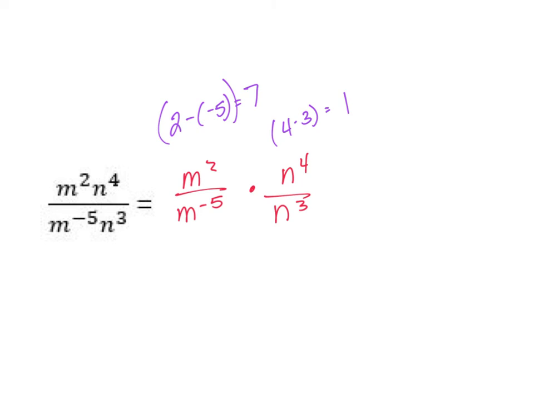So now that I have the exponents that I need, which are these, I can write them accordingly. So I would have m to the 7th times n to the 1st. But remember, you don't necessarily need that one, so this would be m to the 7th times n.